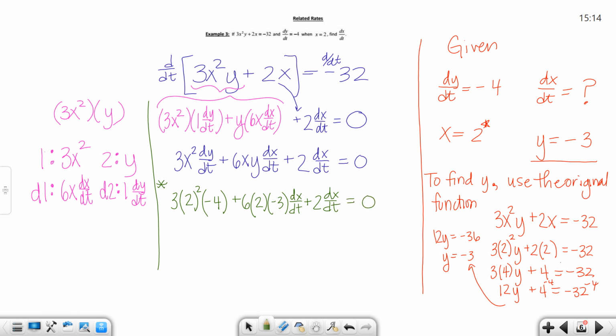Whew. Let's clean that up. This is 3 times 4 times negative 4. This would be 12 times negative 3, negative 36. Negative 48 here for this term. When I put the two middle ones together, I get, because they're like terms, negative 34 dx dt.